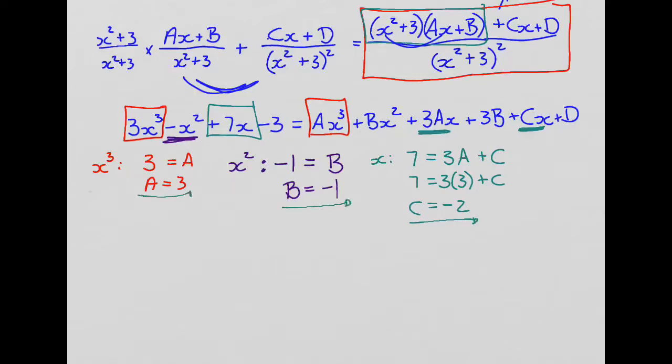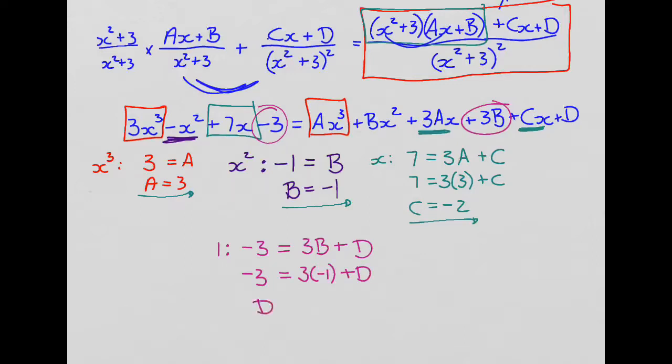Then we only need to find d still. And for d, I'm going to use the constant terms, which is actually the coefficient of x to the power of 0. So on the left-hand side, we have negative 3. On the right-hand side, we have 3b plus d. But again, we have the value of b, so it's negative 3 equal to 3 times negative 1 plus d. And from this, d is equal to 0.